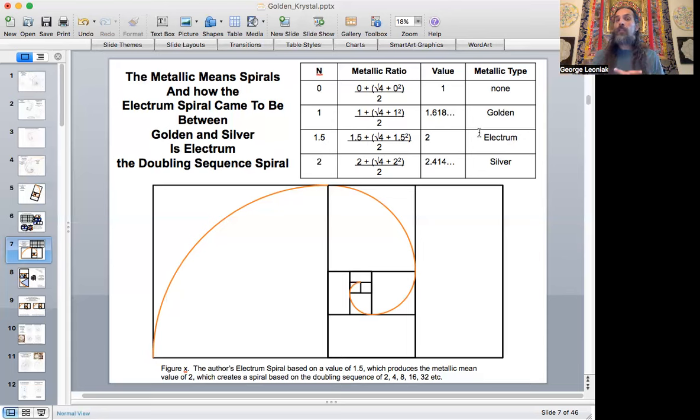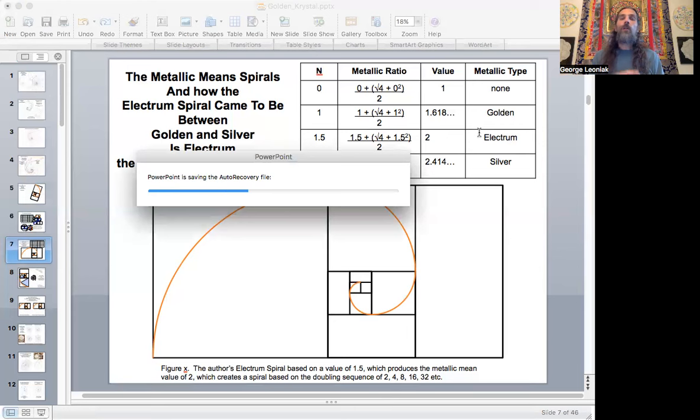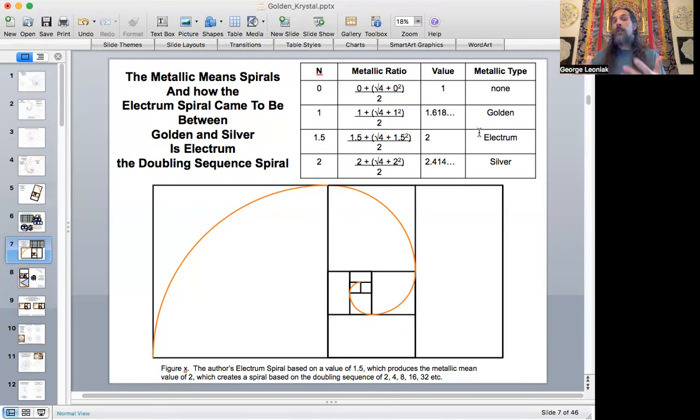So I called it the Electrum spiral because Electrum is what happens when you mix gold and silver together. And in fact, the Electrum was the coating that they would put on top, a mix of gold and silver on top of pyramids in ancient times. So that's why I went with the Electrum spiral to fit within the metallic mean kind of formula of how it has a geometric foundation and a mathematical foundation, although some mathematicians may not like the non-integer value here of being 1.5.